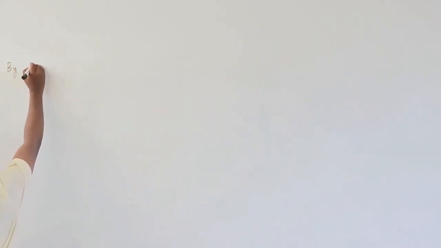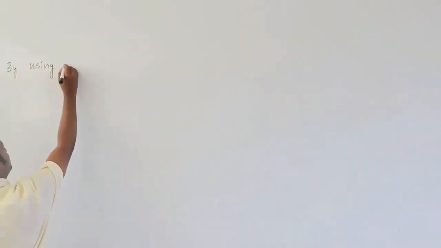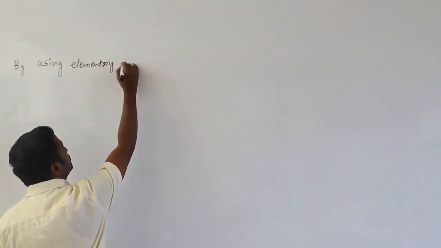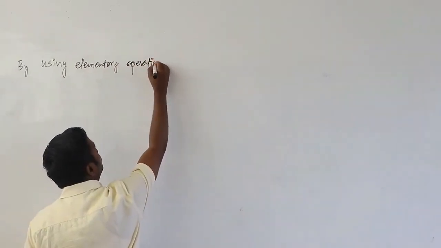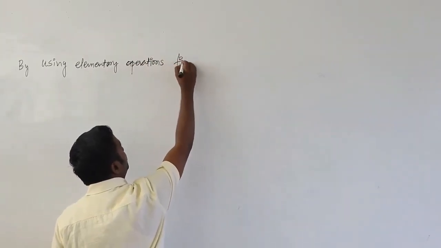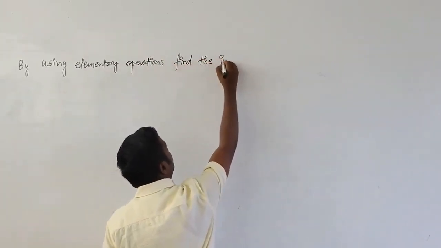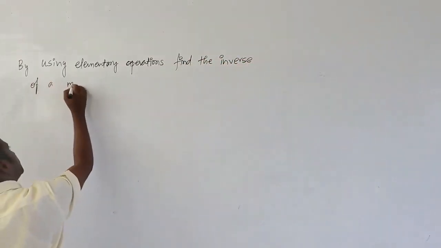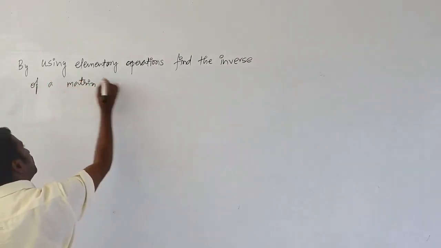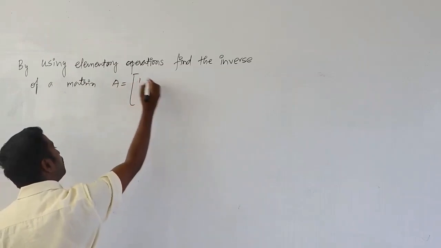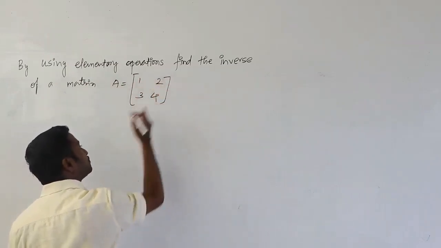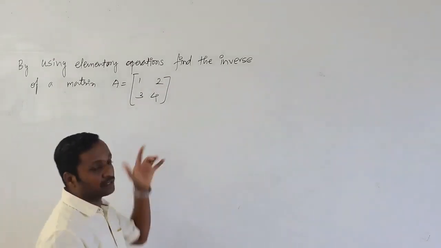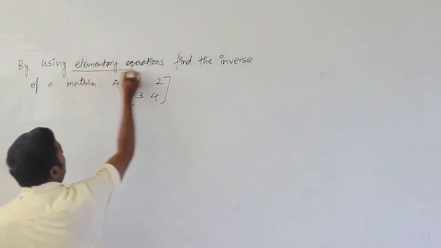He may ask a question like this: by using elementary operations, find the inverse of the matrix A equal to 1, 2, 3, 4. This is the given matrix, and we have to find the inverse of the matrix A by using elementary operations.